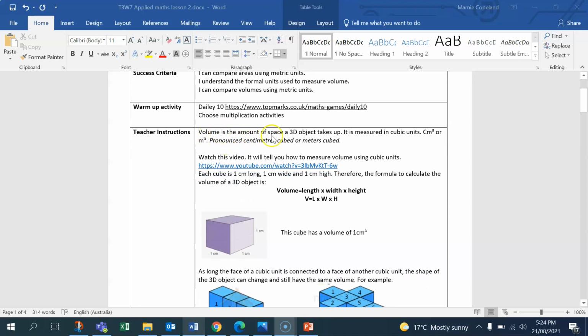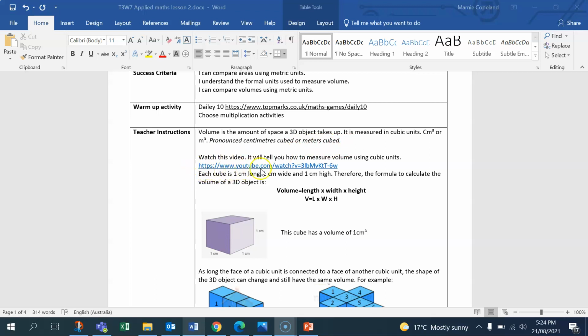So volume is the amount of space a 3D object takes up. So it's three-dimensional. It is measured in cubic units, centimeters or meters cubed. And that little 3 is really important because that will indicate that you're measuring volume, because in the volume formula, you are measuring length and width and height. There's 3 dimensions. And they're pronounced centimeters cubed or meters cubed.